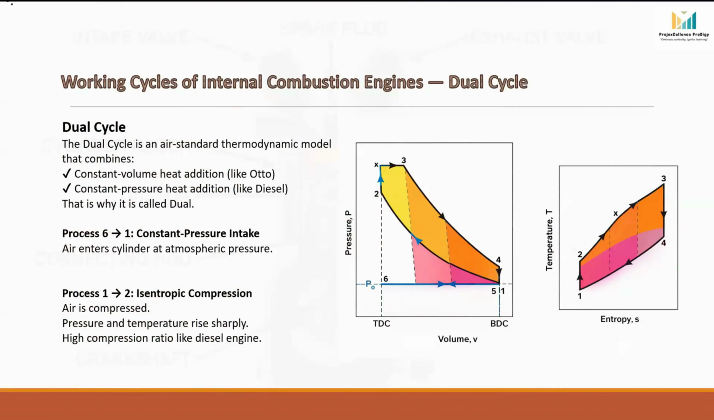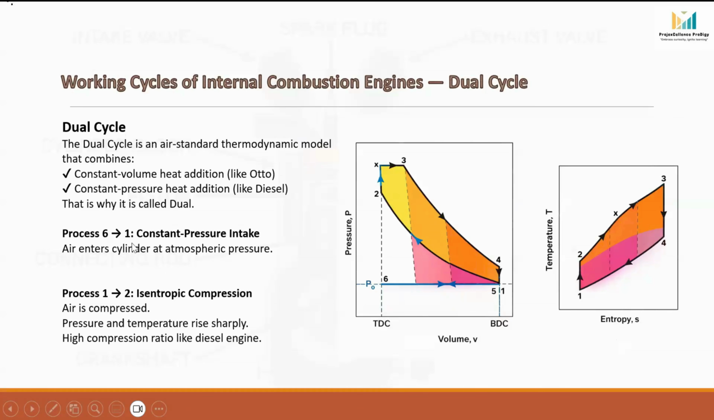Dual cycle is an air standard thermodynamic model that combines constant volume heat addition like the Otto cycle and constant pressure heat addition like the diesel cycle. And that is why it is called the dual cycle.